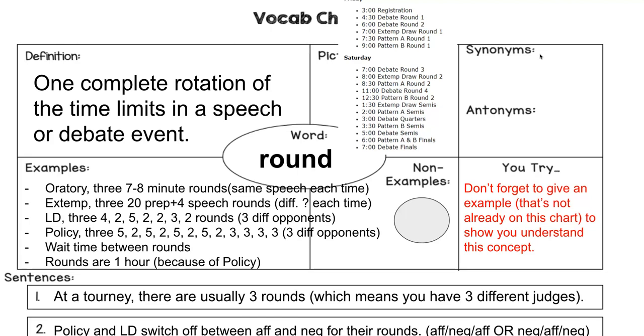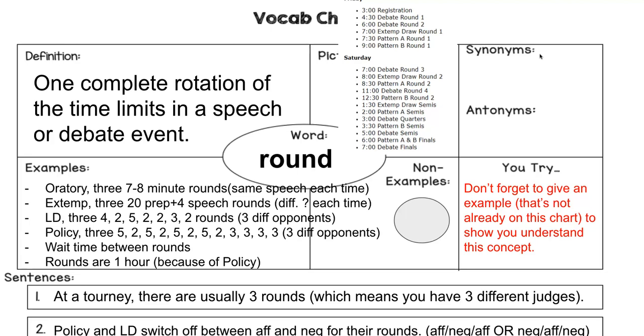So if you look at examples, this is slightly different for each one of you, but if you're oratory, your round, or your rotation of all the times, your round is one 7 to 8 minute speech. And then you have 3 rounds for oratory with 3 opponents and 3 different judges. So that's 3 different speeches, basically, 3 rounds.